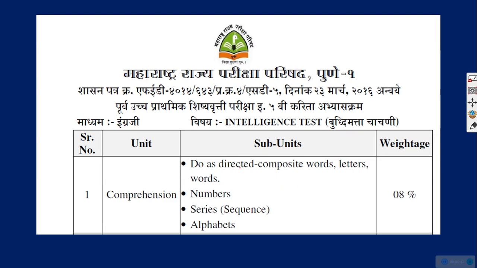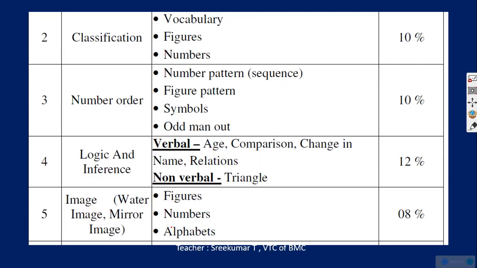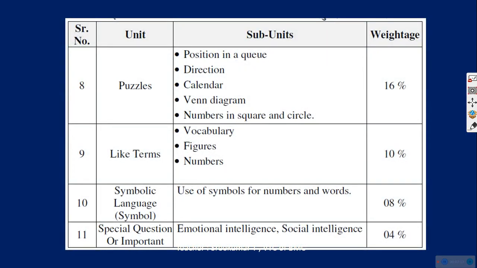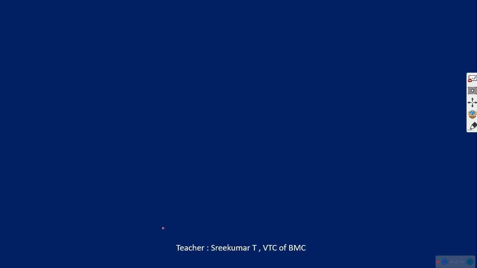Another aspect is that there is a prescribed syllabus for the exam, and I am supposed to help you in the case of the intelligence test, Buddhimatta Chachani, that particular paper, which is paper 2, second part. The intelligence test has its own syllabus and its own weightage as per unit. You can see that different units are there. There are 11 units in the intelligence test itself.